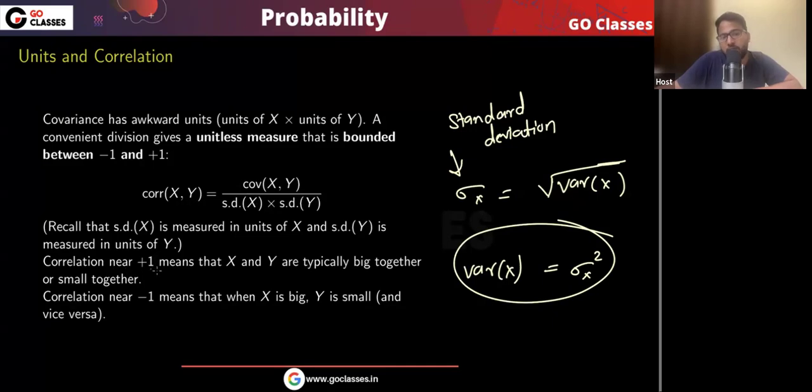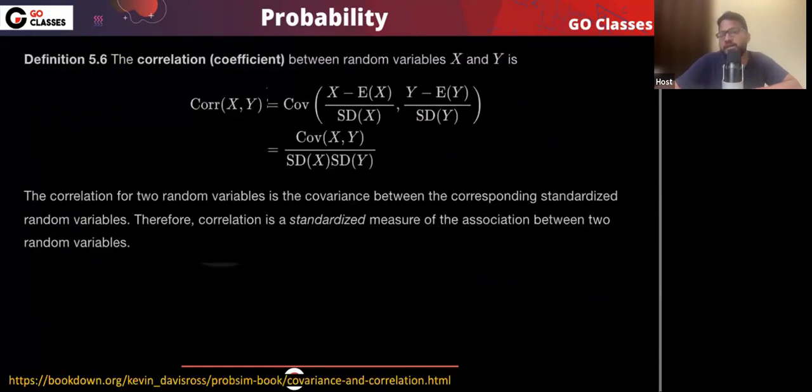Now here, if it is +1, then they're typically big together or small together. So they are strongly correlated, and the maximum value could be +1, minimum value could be -1. Okay, let's see this. Correlation between x and y is nothing but, if you make the standard form of this, standardize these random variables x and y, which means x minus expectation of x divided by standard deviation of x.